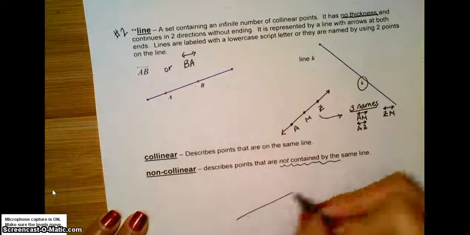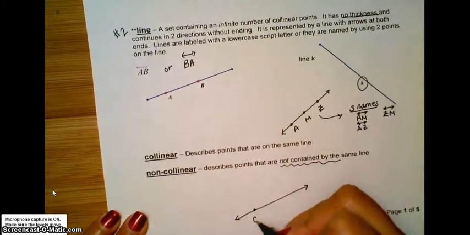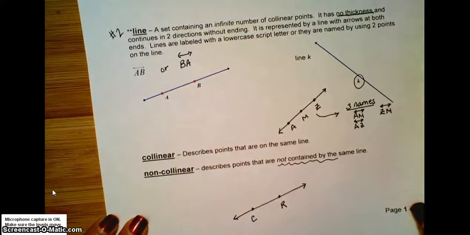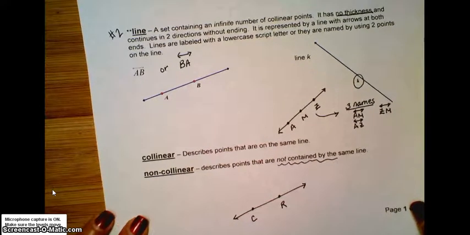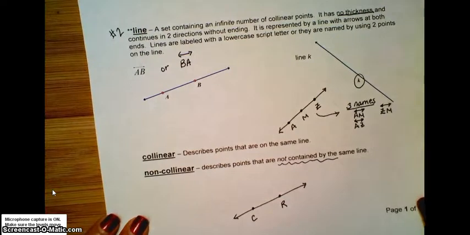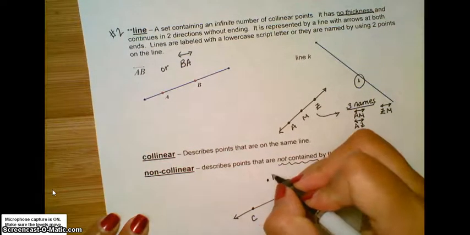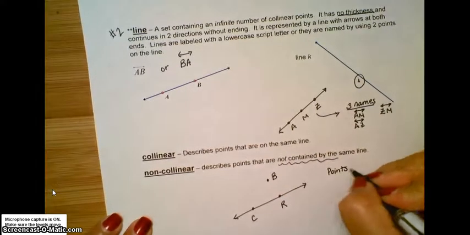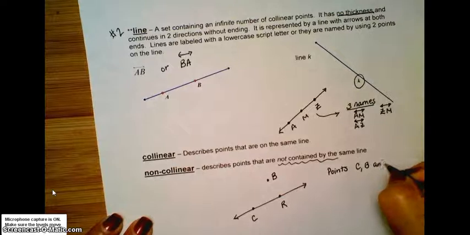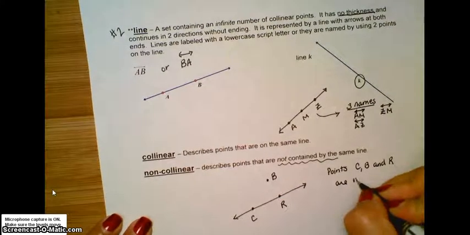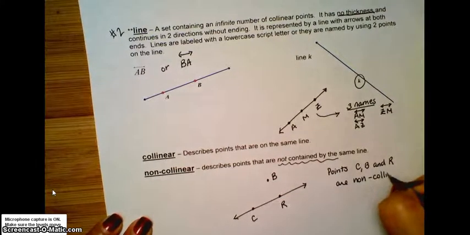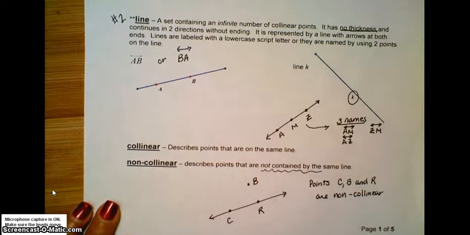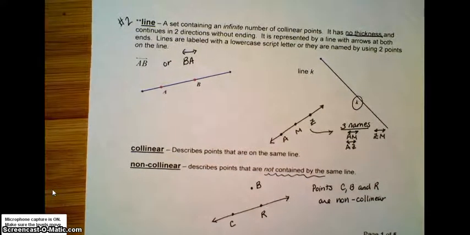So for example, if we drew this picture of this line, and by the way, what would the name of that line be? Hopefully you said line CR or line RC. And then we went ahead and put a point B here. So we would say points C, B, and R are non-collinear, okay, because there is not one line that can grab all 3 of those points at the same time. Okay, we're going to go ahead and move on to page 2.